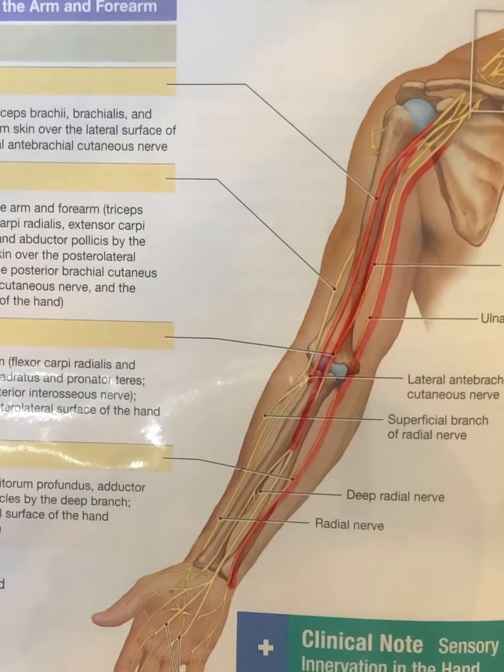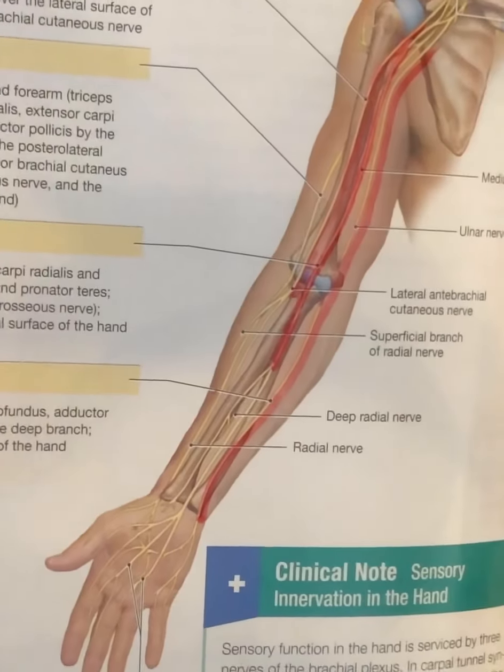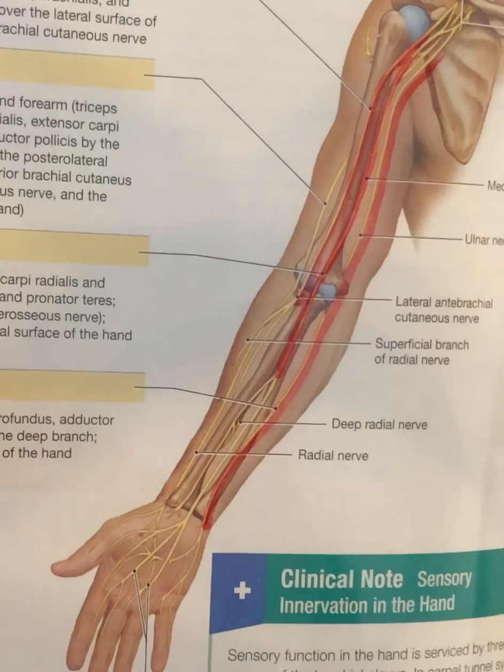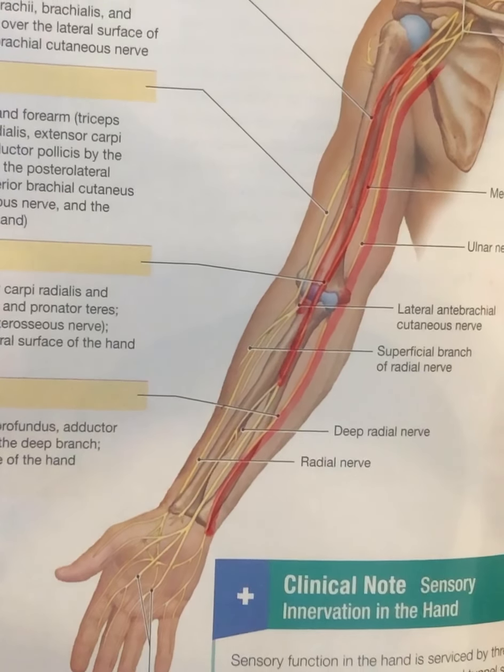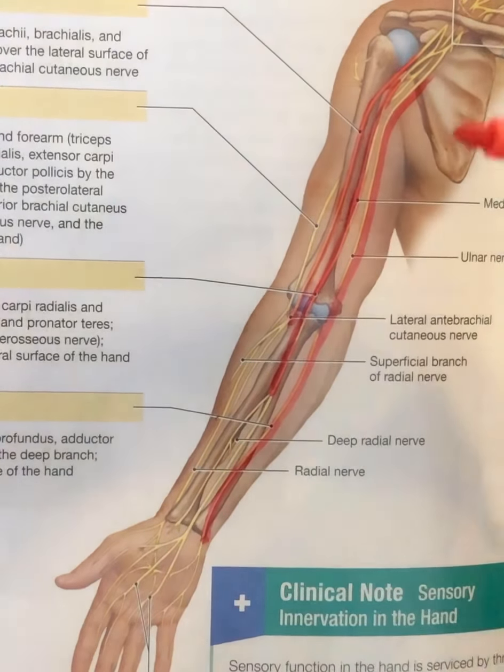Sensory information from the skin over the medial surface of the hand. So here's our ulnar nerve. That's going to be the pink. Oops, get the hand back in the picture there. So the pinky side of your hand innervation. So this is the ulnar nerve.